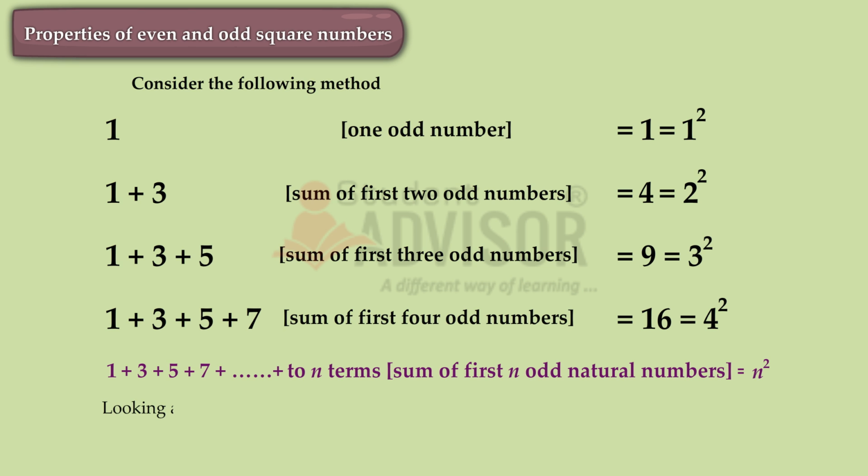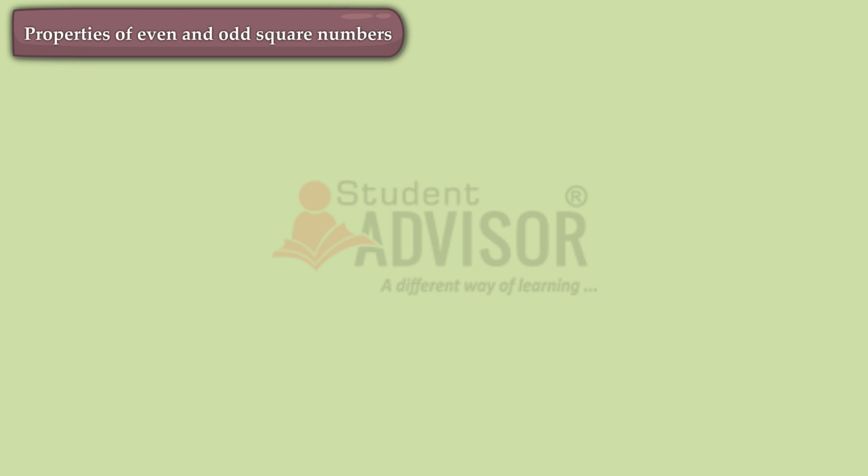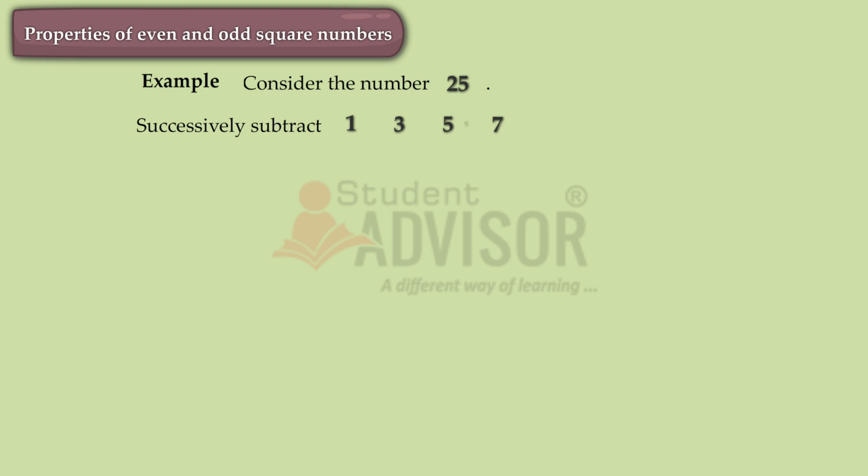Looking at it in a different way, we can say, if the number is a square number, it has to be the sum of successive odd numbers starting from 1. Example. Consider the number 25. Successively subtract 1, 3, 5, 7, 9 from it.